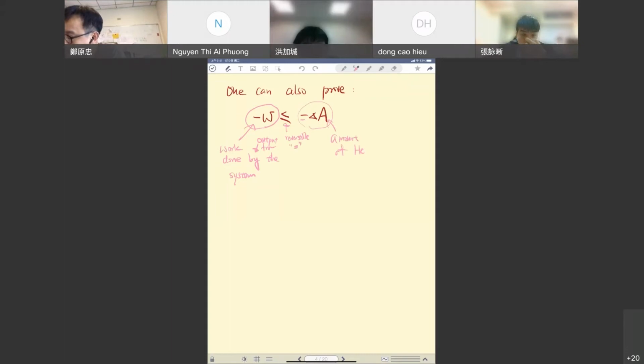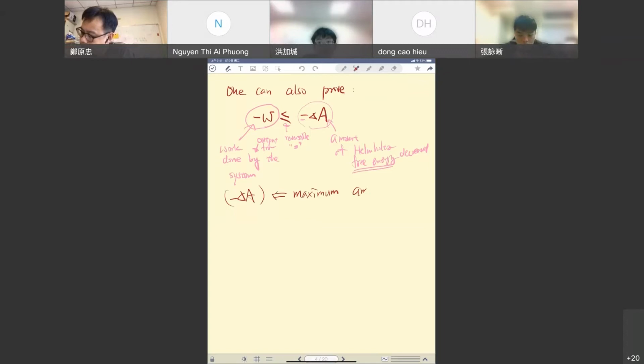Free energy decreased. This is why it's called free energy. It's energy free to do work. So minus delta A is the maximum amount of work the system can output.